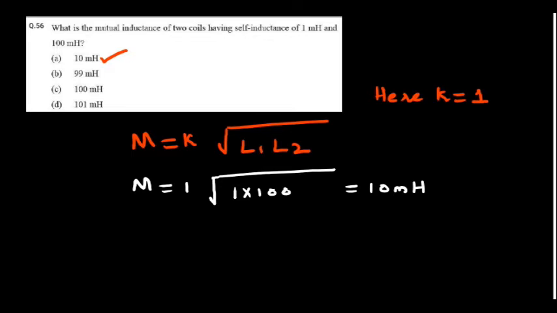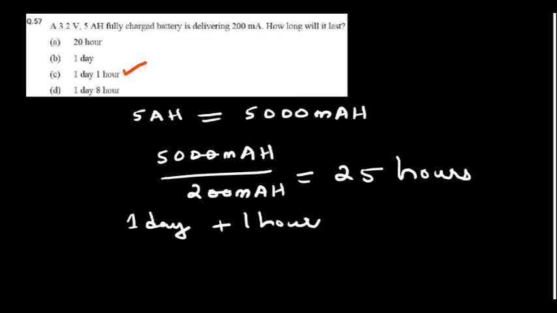Question number 56. What is the mutual inductance of two coils having self-inductance 1 millihenry and 100 millihenry? So what is the equation to find the mutual inductance? Simple equation. What is K here? Coefficient of coupling. It is not given in the question, so we can take it as ideal coupling, 1. Then if you put the values, you will get 10 millihenry.